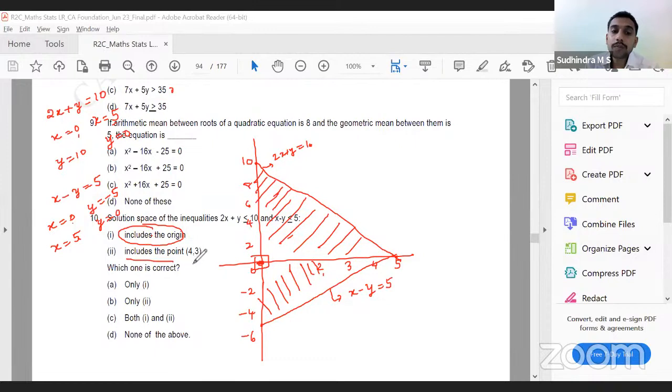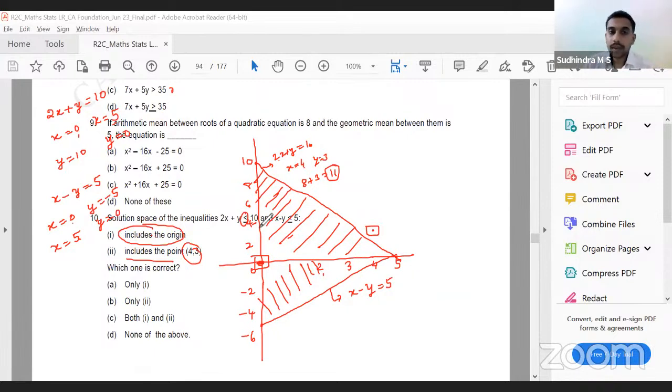Whether the solution space includes the point (4, 3): (4, 3) would come somewhere here, outside the solution space. Easy. Substitute x equal to 4, y equal to 3 in this equation. You get 8 plus 3, 11. 11 is not less than or equal to 10. It doesn't satisfy the inequality. Therefore, (4, 3) is outside the solution space.